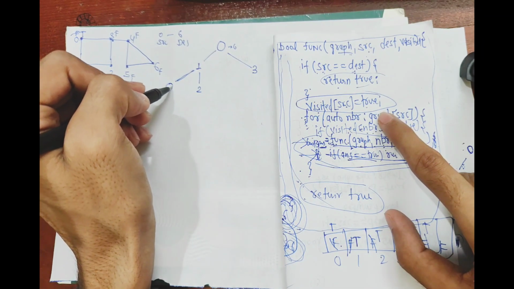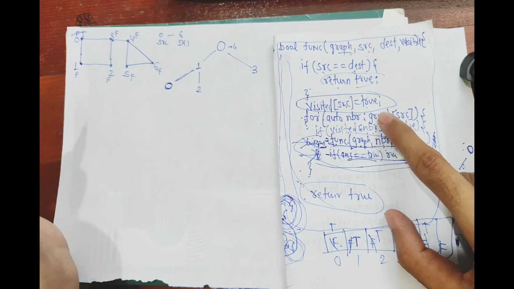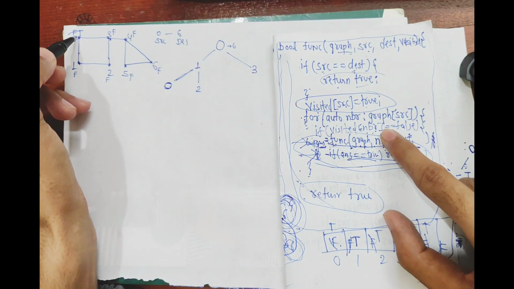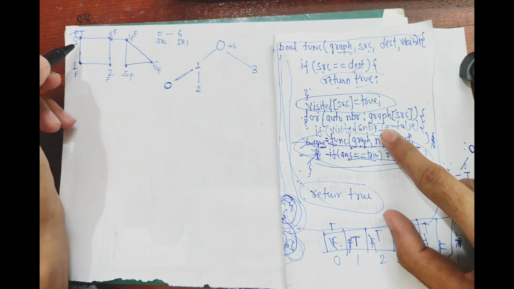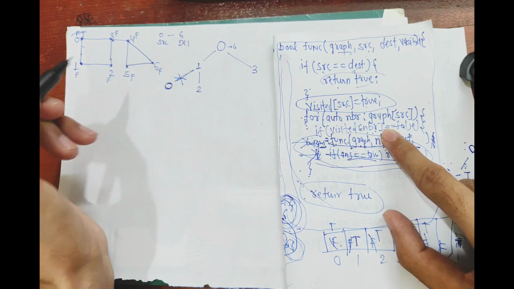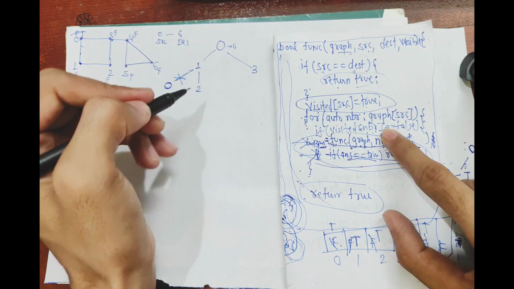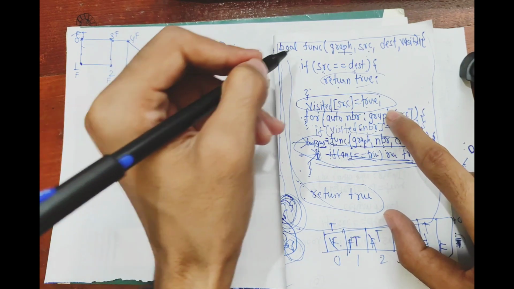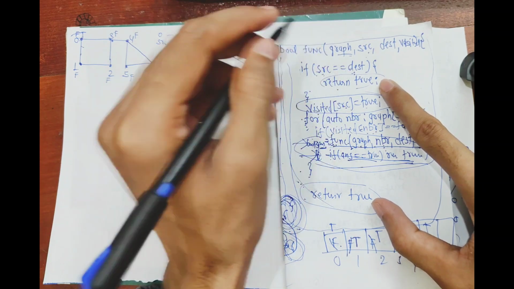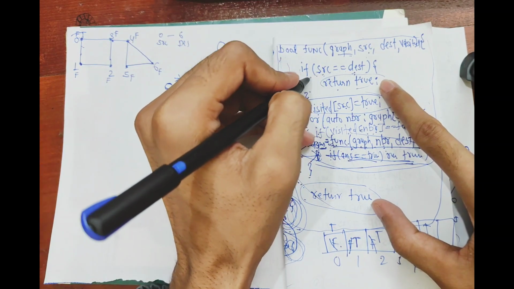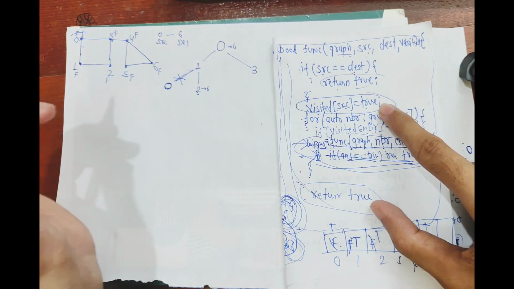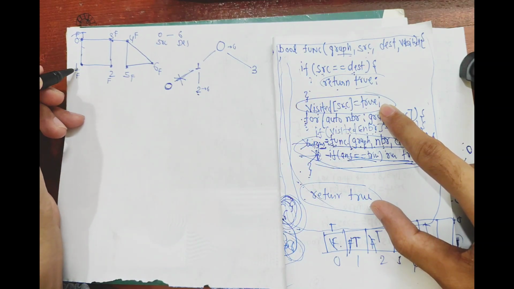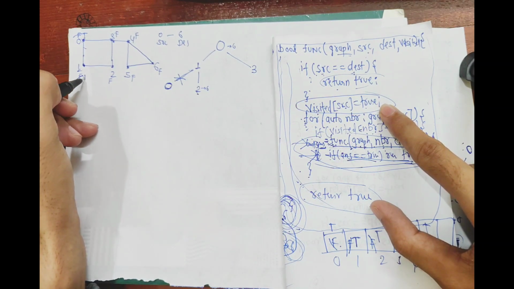Now we are at 0, right? Since 0 is already marked as true, we will not check for 0. Now we came into the second neighbor of 1, that is 2. So we are at this point. 2 is not equal to 6, so this will not run. Before that, since we already came forward from 1, we will mark 1 as true.